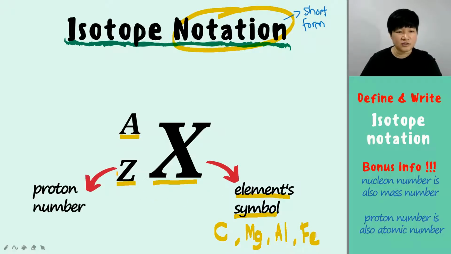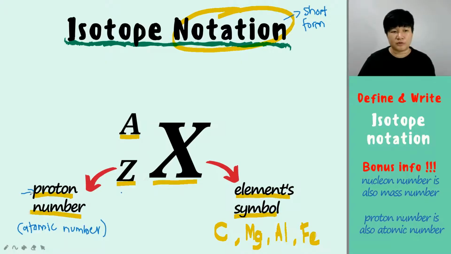Next, what is Z? Z is the proton number. Z indicates the proton number of the element that we are going to write. Other than proton number, we also call this the atomic number. Most of the time, you'll be using proton number.